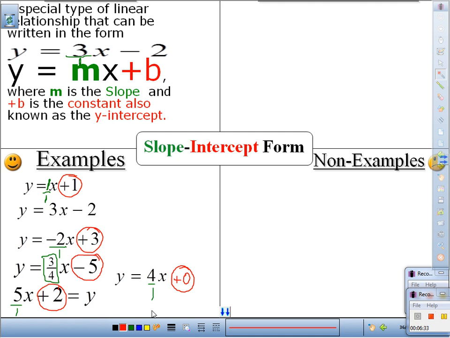Everyone understand? All these are slope-intercept form. What do you guys also notice on all of them? They all have y equals. This is also a y form of an equation. That's what we've been practicing a lot. What have we been practicing? Solve for y. Now you understand why?